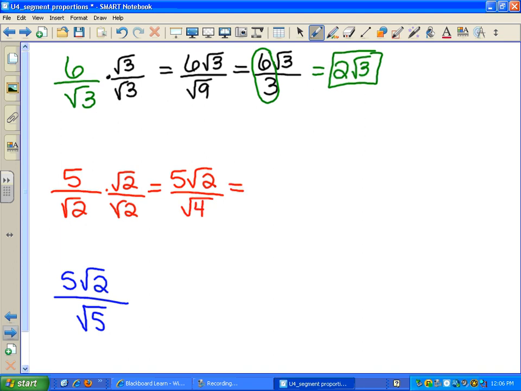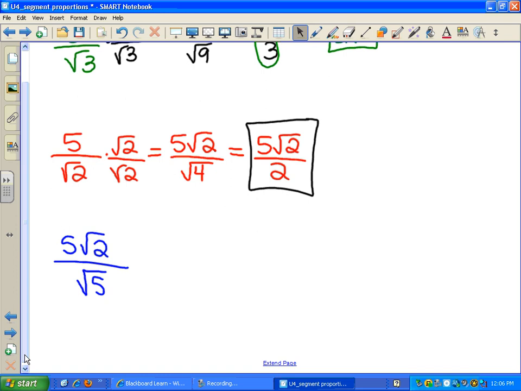So I'm going to continue to simplify. I have 5 square roots of 2 on the top, and the square root of 4 is 2. I'm going to try to simplify if I can. I have the 5 on the top and the 2 on the bottom that are not in radicals, but 2 does not go into 5 evenly, so I'm going to leave my answer as 5 square roots of 2 over 2. All right, I want you to try one more. So go ahead, pause the video, and when you're done, come back and we'll see how you did.